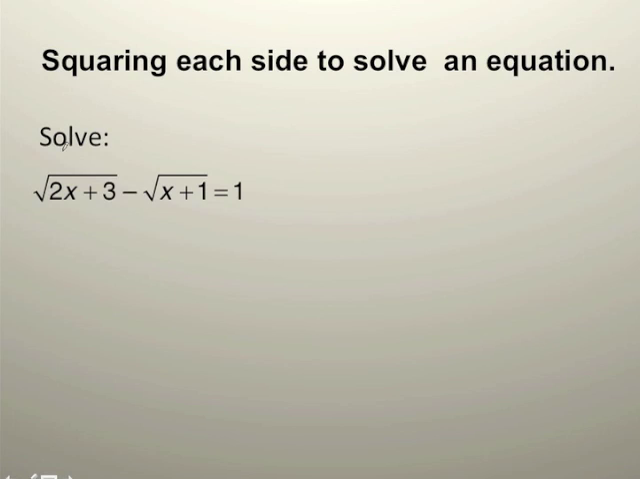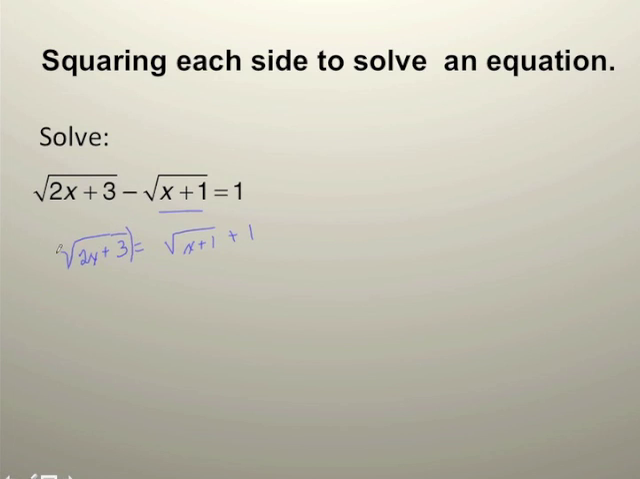Now, the directions said we have to isolate a radical on one side. Well, I've got two radicals on this side, so they're not isolated. So what I'm going to do first is move the second radical. I'll have the square root of 2x plus 3 equals the square root of x plus 1, plus 1.